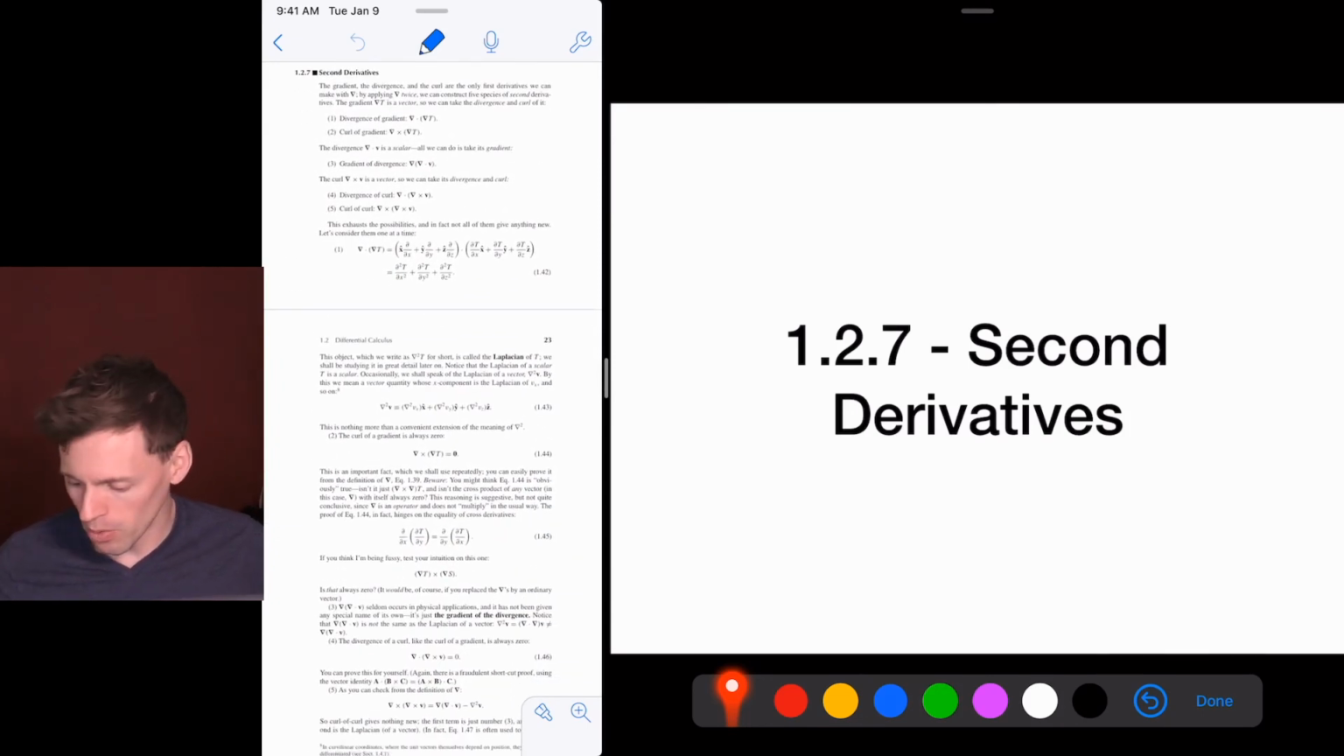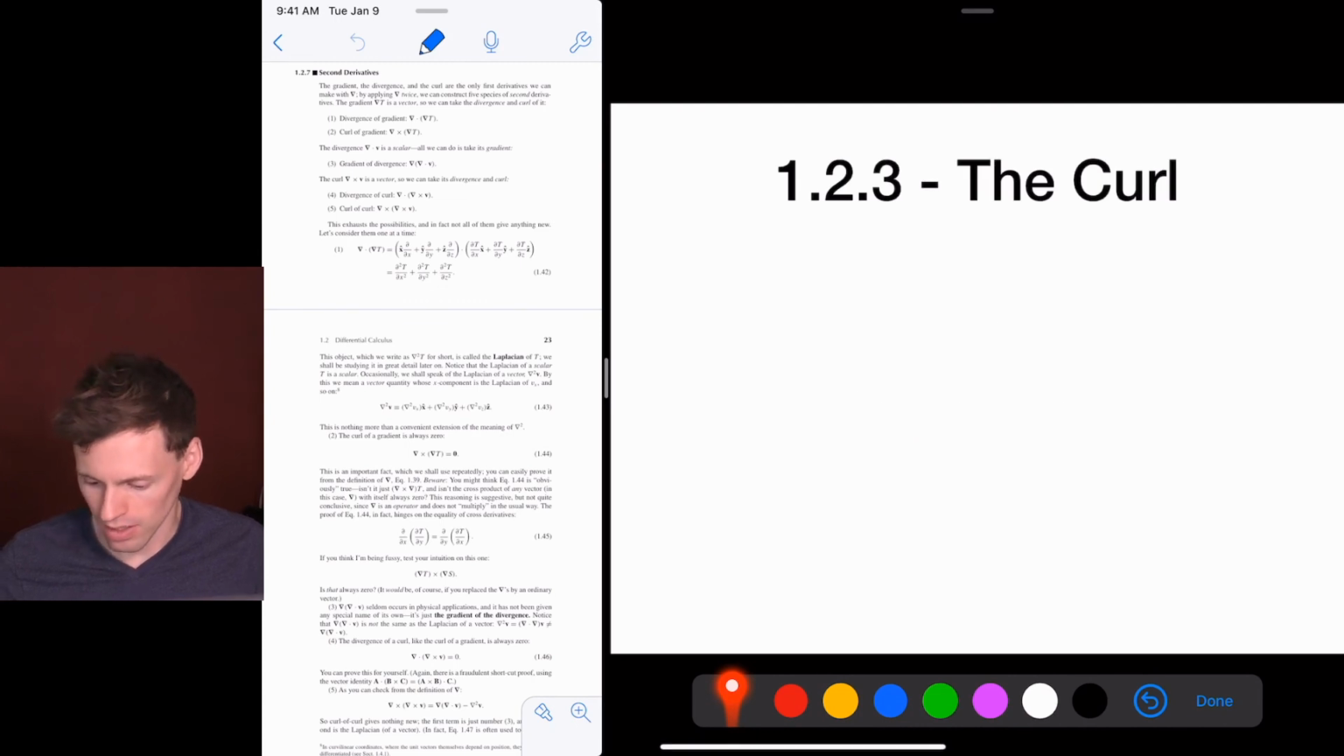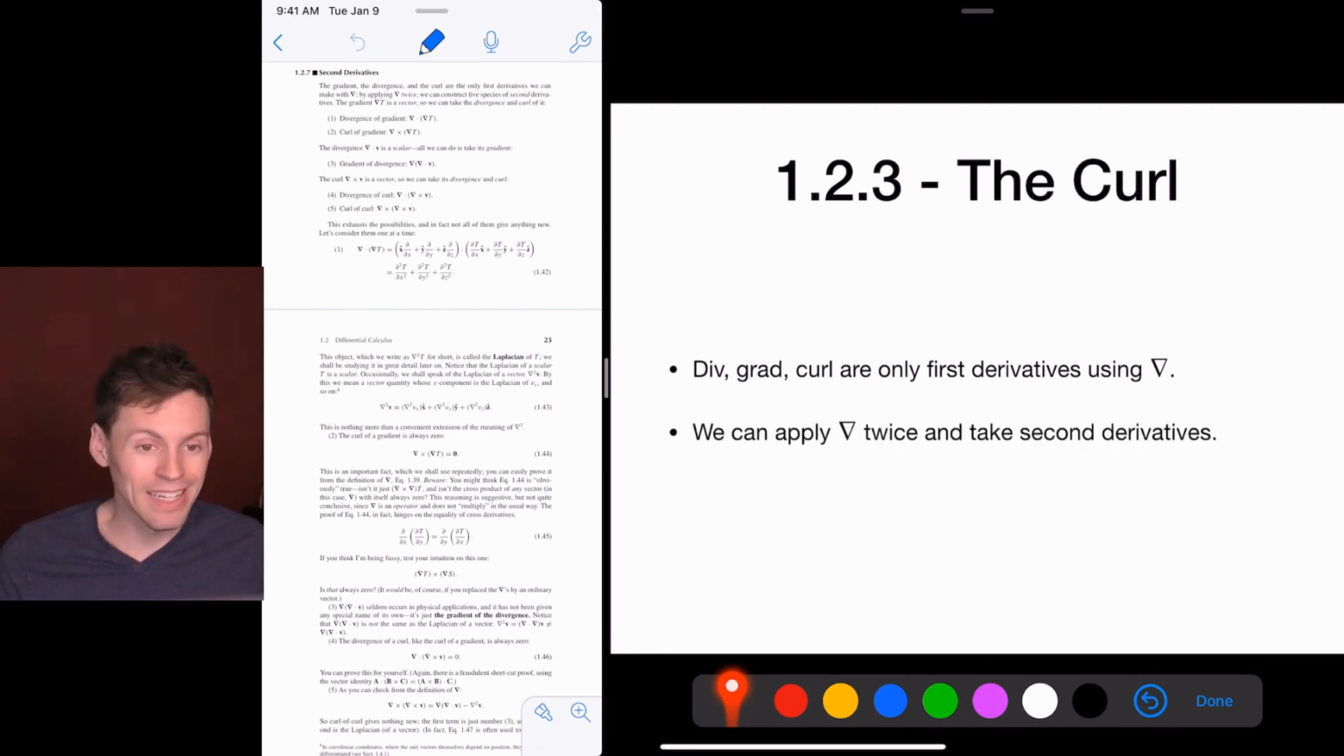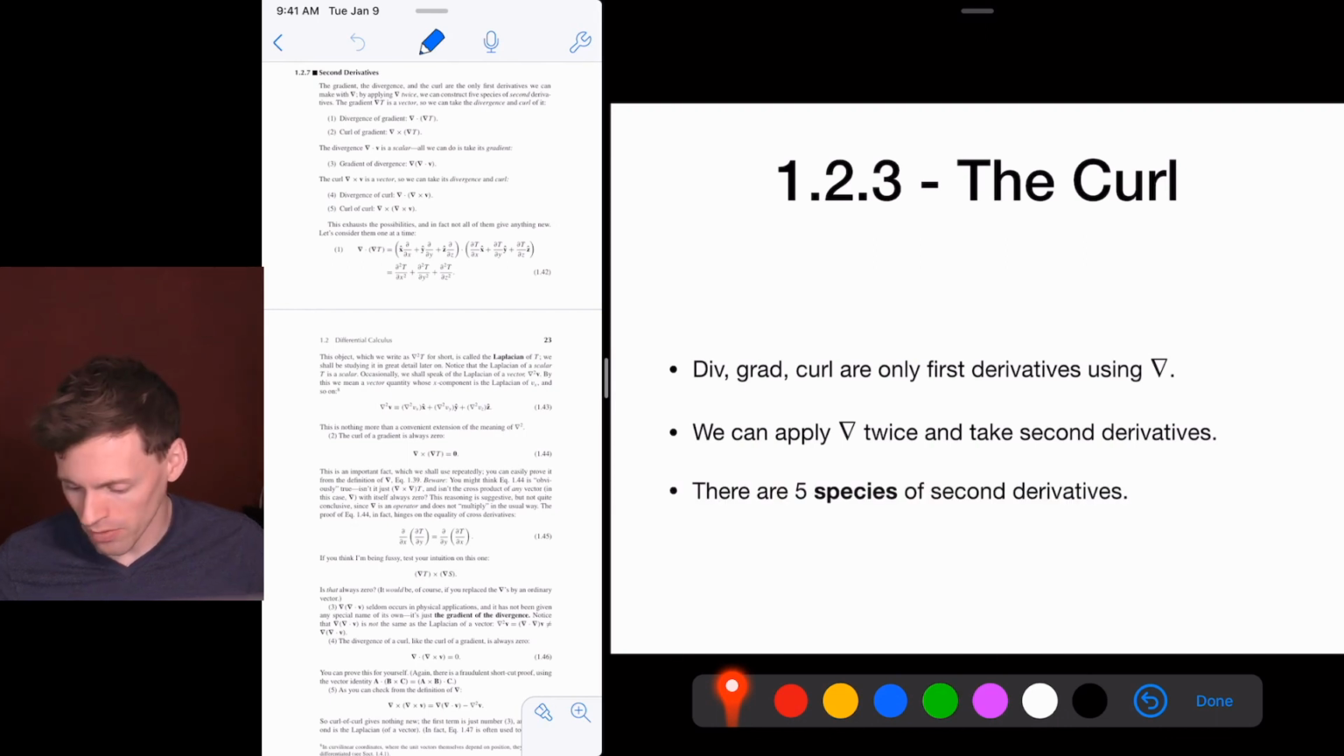Second derivatives, 1.27. Oh, God, I didn't fix that. So, div, grad, curl are only using first derivatives using del. We can apply del twice in a row, though, and take second derivatives. And there are 5 species of second derivatives, and I need to fix that. It should be 1.2.7, second derivatives.